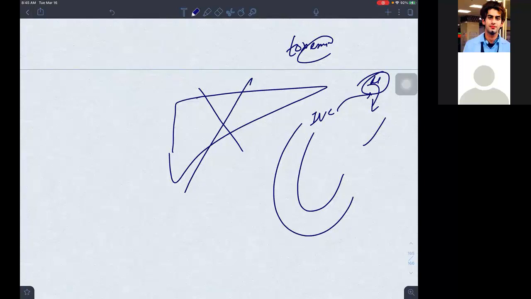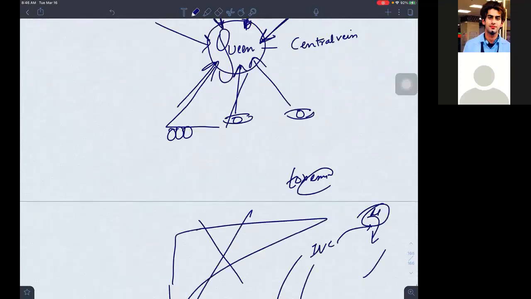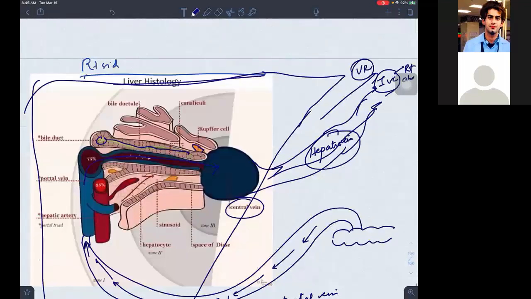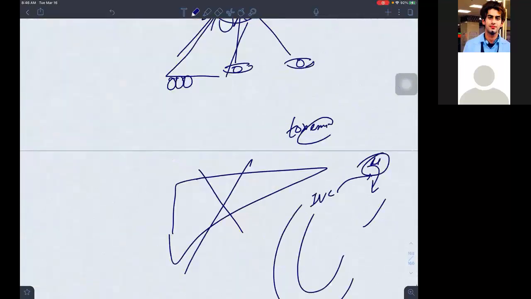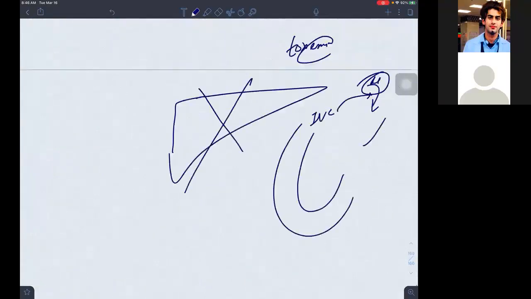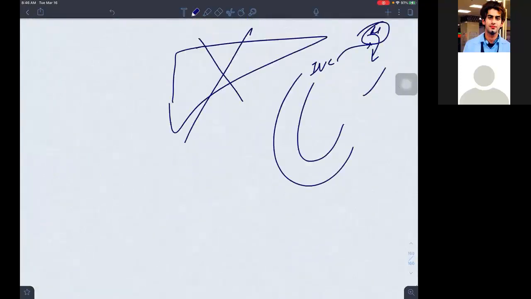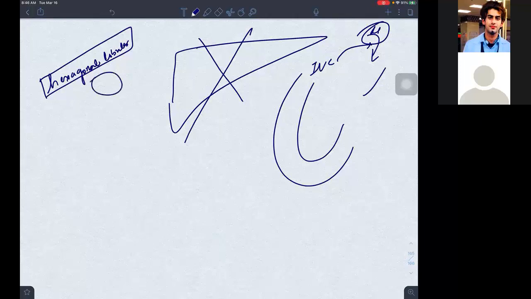Okay. Easy. So guys, let us write like this. If someone asks you what is the functional unit of the liver, you should not write hepatocytes. You should write hexagonal lobules. And if you want to describe, we will say hexagonal lobules surround the central vein.